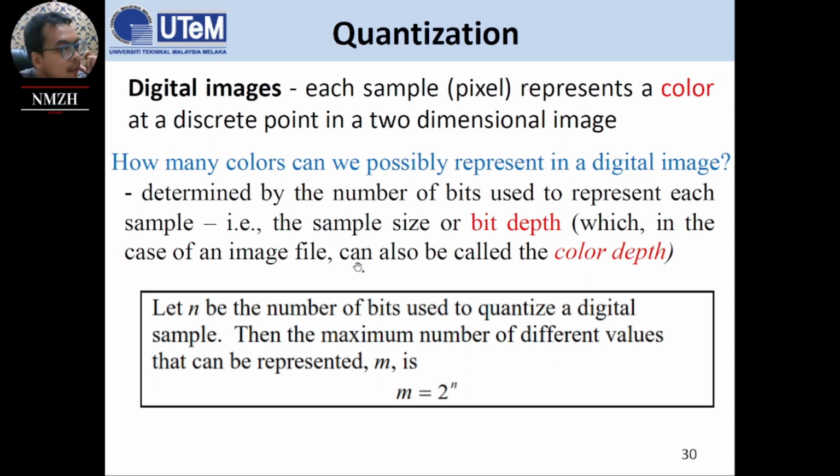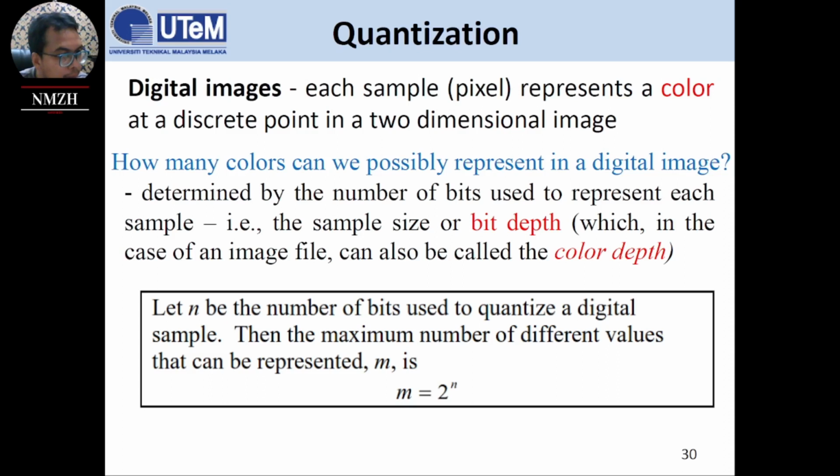Okay, so let n be the number of bits used to quantize a digital sample. Then the maximum number of different values that can be represented, M, is M equals 2 to the power n. N is the bit count, guys. So if 3 bits, meaning how many? 8. Okay. So if 2 bits, meaning 4. So 1 bit, meaning 2.